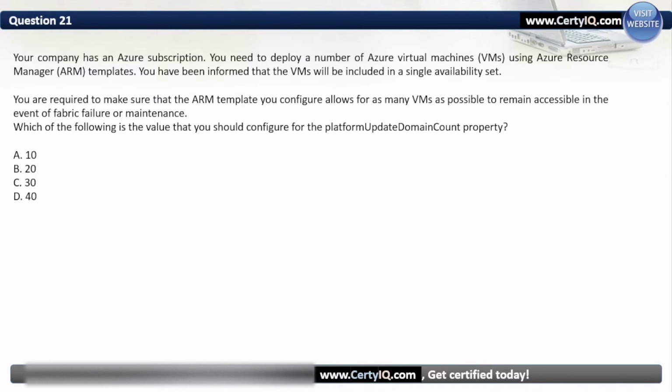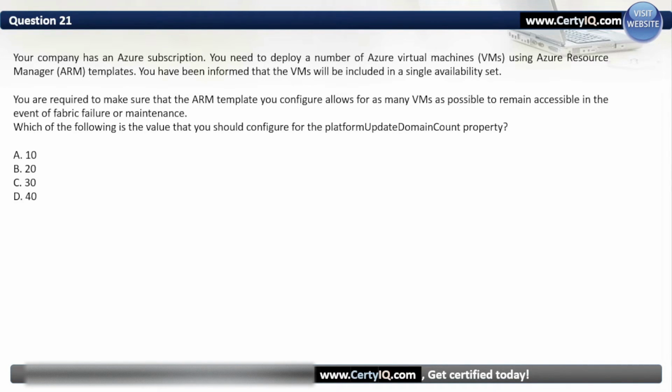Question 21. Your company has an Azure subscription. You need to deploy a number of Azure virtual machines using Azure Resource Manager templates. You have been informed that the virtual machines will be included in a single availability set. You are required to make sure that the ARM template you configure allows for as many VMs as possible to remain accessible in the event of fabric failure or maintenance. Which of the following is the value that you should configure for the platform update domain count property?